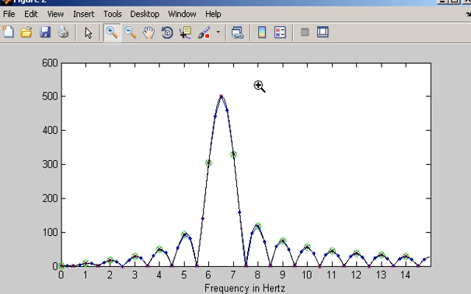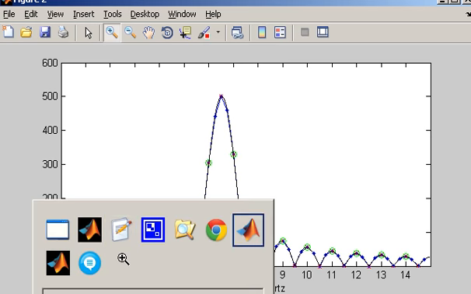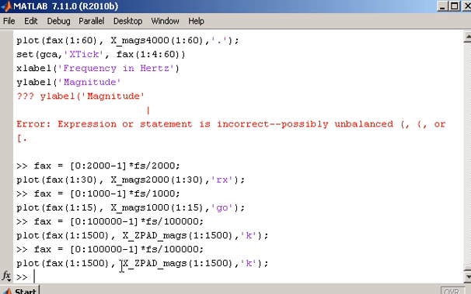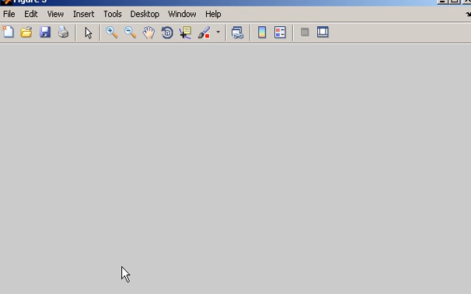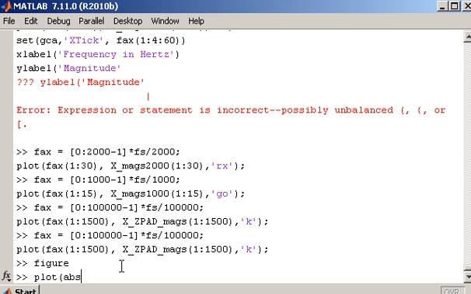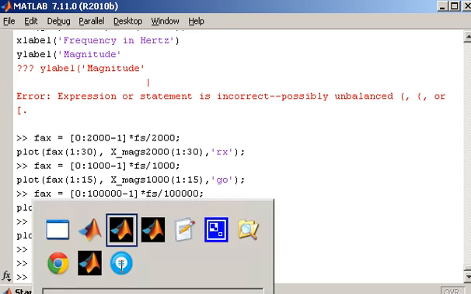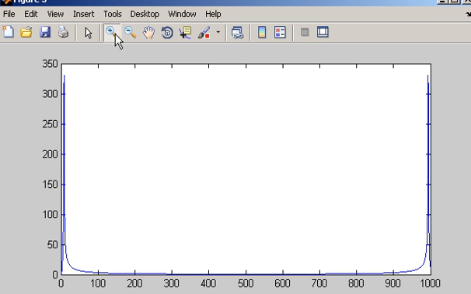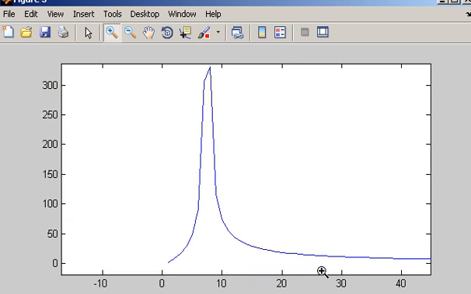If you focus in on the green dots there, that's the magnitude spectrum of the non-zero padded signal. To finish up, I'll plot that magnitude spectrum on its own. Let's go bigger, and we'll plot the absolute FFT of x on its own. And there is our magnitude spectrum. It has the shape that you can see associated with the green dots.